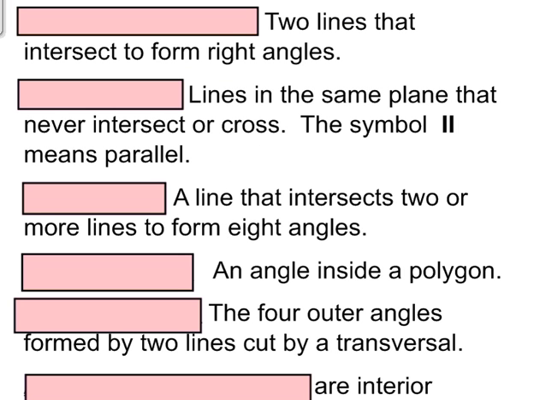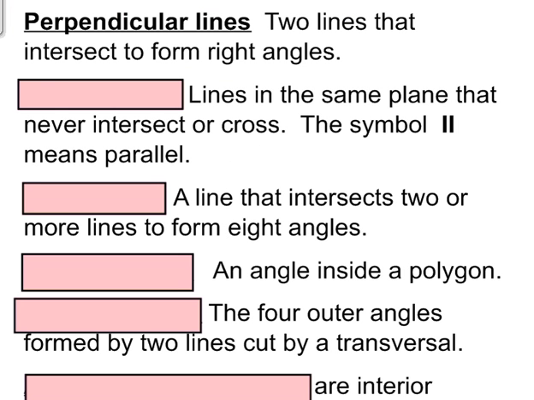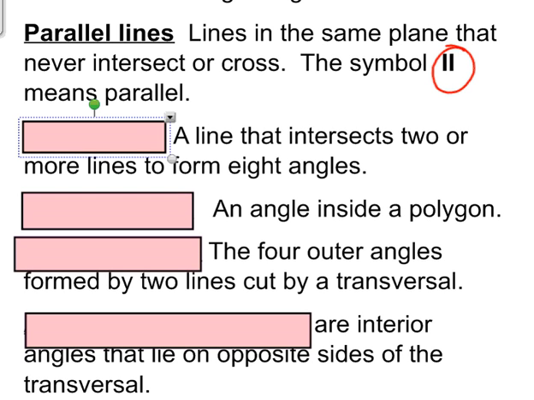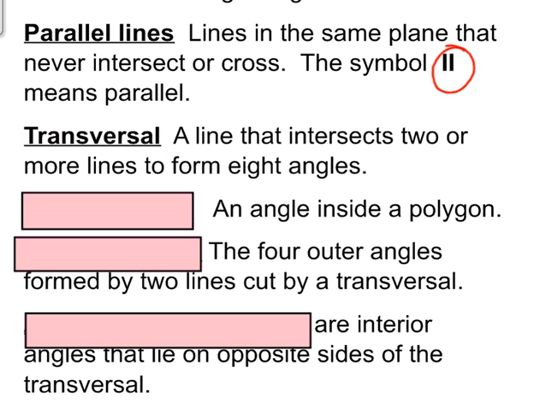Continuing on with vocabulary. Perpendicular lines: two lines that intersect to form right angles. Parallel lines: two lines in the same plane that never cross or never intersect. The symbol like this is used to show that two lines are parallel. Transversal: a line that intersects two or more lines to form 8 different angles.